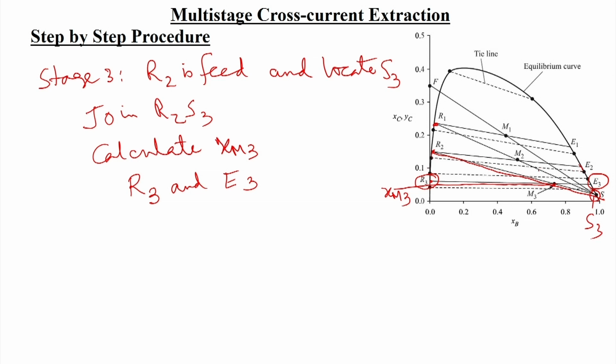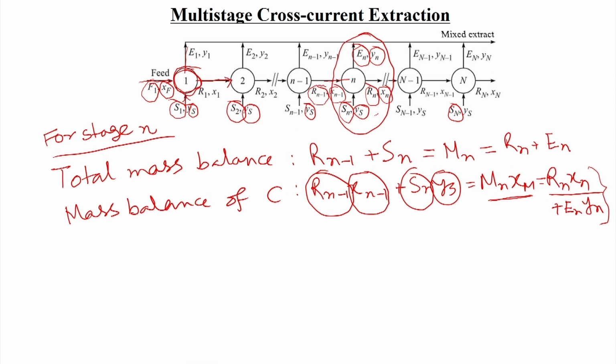Okay. So, we will get all these amounts and compositions of the extract and raffinate, and whenever we have all these stages, we will add all the extract we are getting. If we look at the schematic, you see E1, Y1, E2, Y2, E3, Y3, and the last one, En, Yn. All these are added and then we will get one mixed extract.